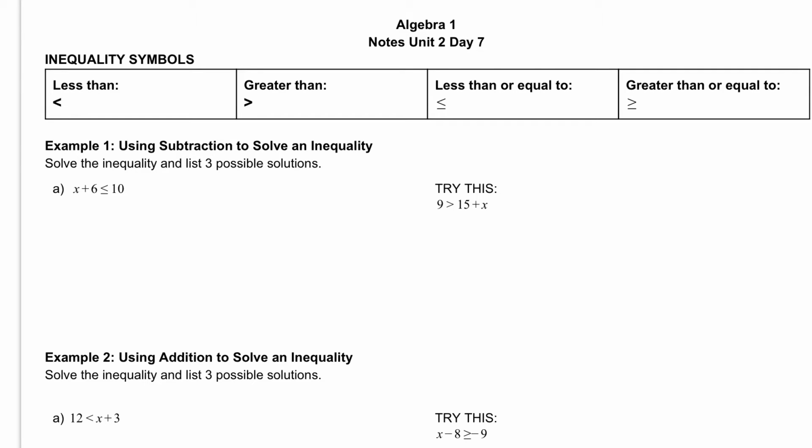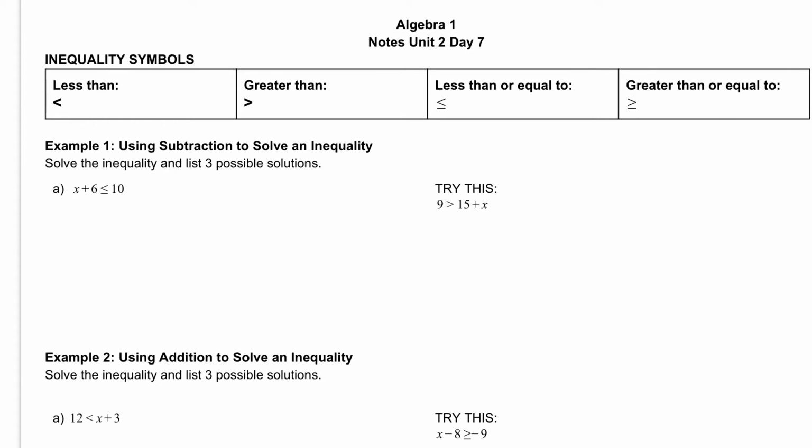In day 7, we're going to start talking about inequalities. The inequality symbols that you need to know. The first one is less than. Here's your symbol. Here's greater than. Less than or equal to has the little bar underneath it, and greater than or equal to.